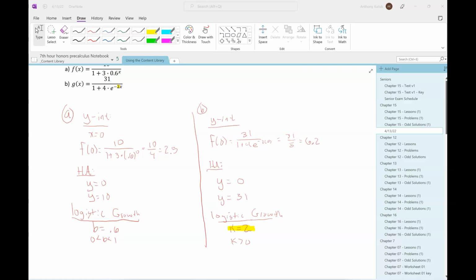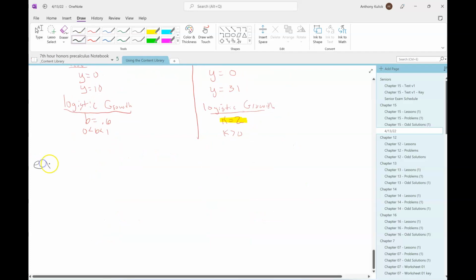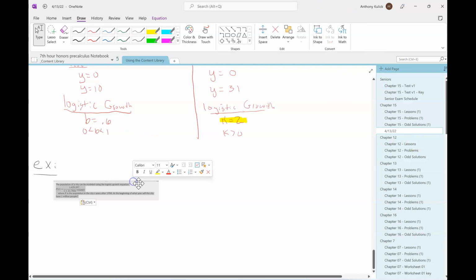So let's take another one of these population problems, and instead of doing it as an exponential problem, let's do it as a logistic problem. And this will be the last example that I have for you guys today.